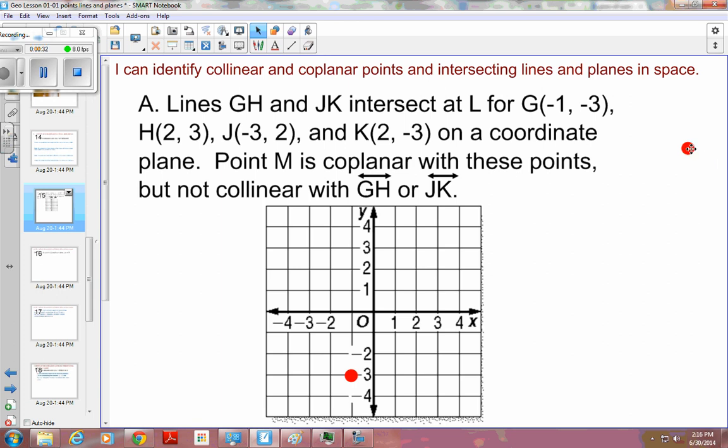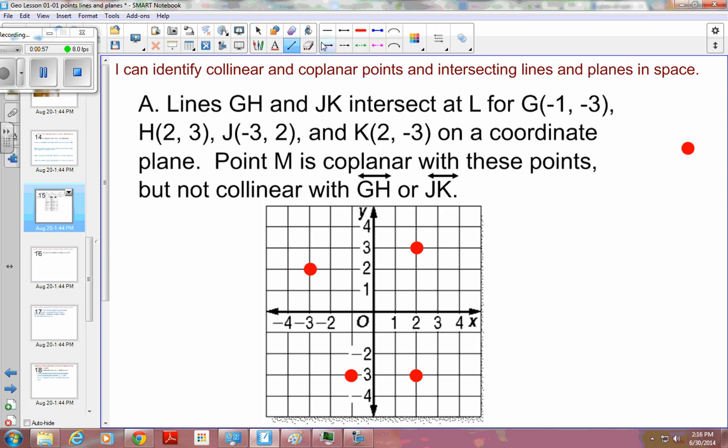And then I want point H, 2, 3. Point 2, 3 would be over 2, up 3. And then I want point -3, 2. So -3, +2. That puts me up there. My last point is 2, -3. So I'm going to go forward 2 and down 3. And if I've done that right, I should be ready to graph my lines.